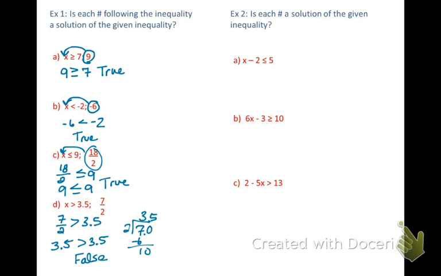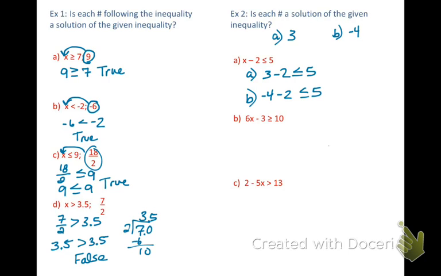I forgot to give you the numbers that I want you to try out. So the two numbers we're going to look at are A is 3 and B is -4 for each one of these equations. So I'm going to have A. I'm going to plug in 3 for x, so it's going to be 3 minus 2 is less than or equal to 5. And B is -4 minus 2 is less than or equal to 5.